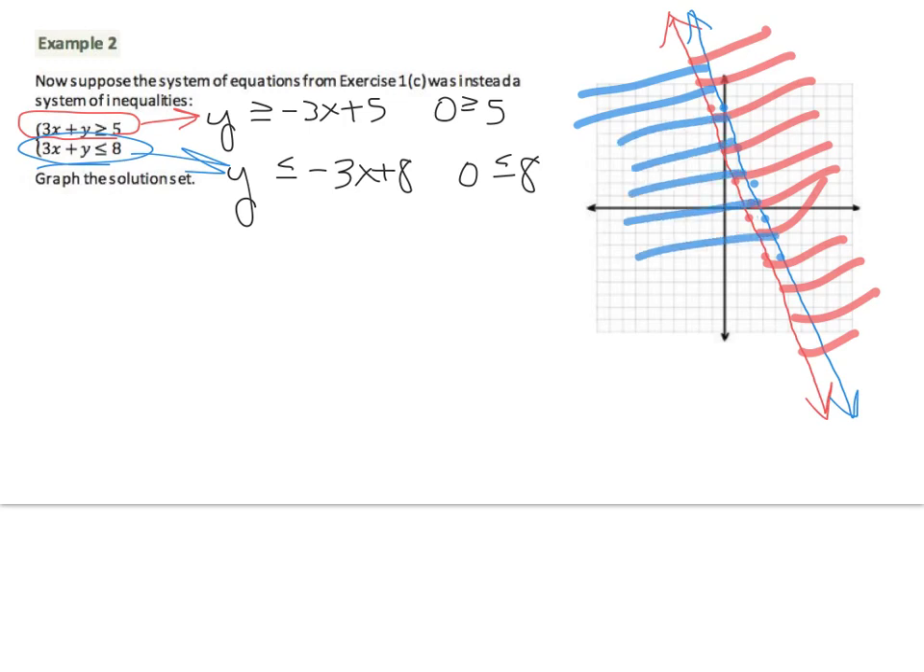Now, the solution to the set of inequalities is actually everything in between the lines where they overlap. So that is your solution. Your solution set is the lines and everything in between.